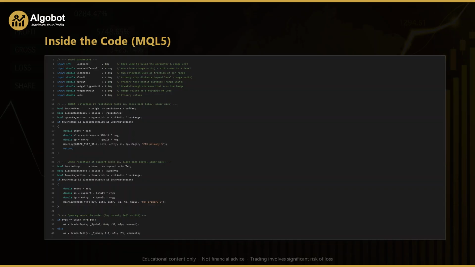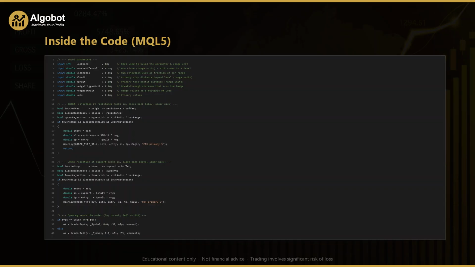The strategy checks three things: that the signal bar's high reached resistance within the buffer, that its close finished back below resistance, and that the upper wick is at least the wick ratio times the bar range. When all three are true, it sets the stop just above resistance, sets the target back toward the middle, and calls open leg with an order type of sell.